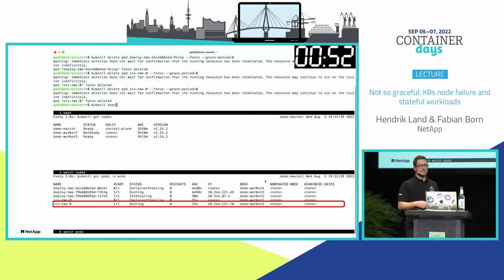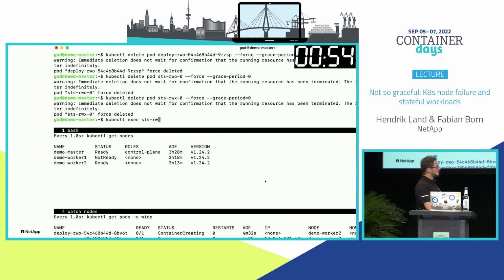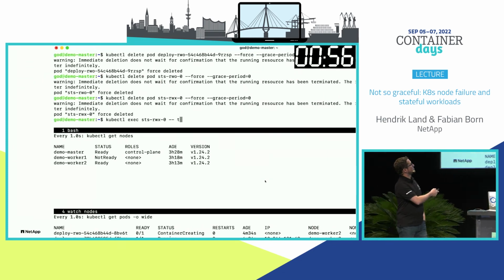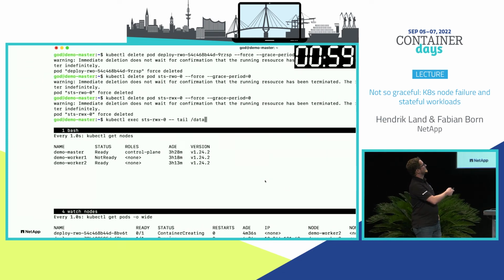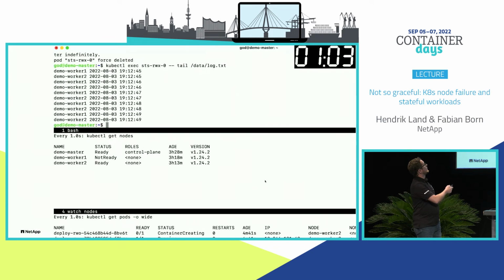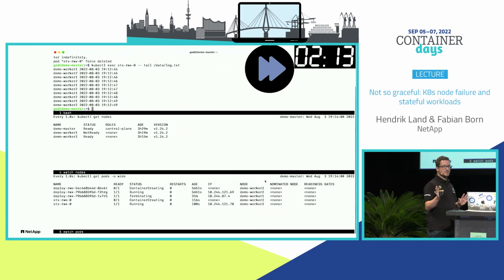But in this case, now we actually have, and we can take a look at that, the same data corruption issue on that read-write many stateful set as well. So if you take a look at that, you will see that we now have 2 entries per second, 1 from worker node 1, 1 from worker node 2, even for a stateful set. That's what we triggered by the force delete.